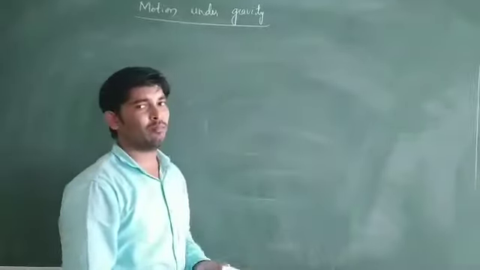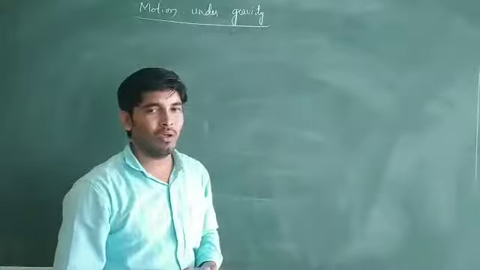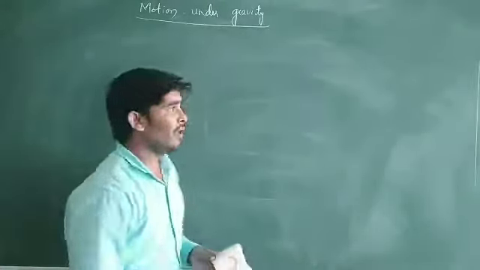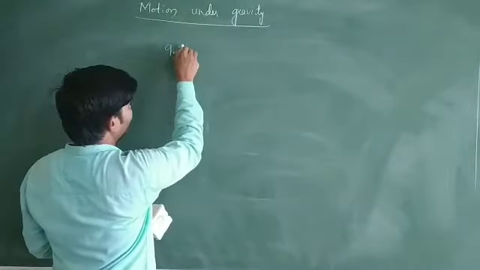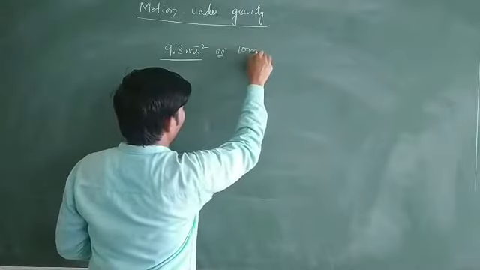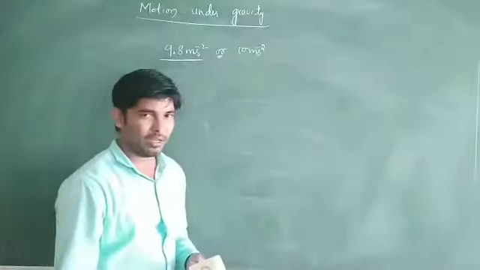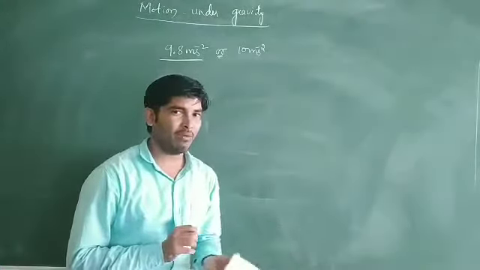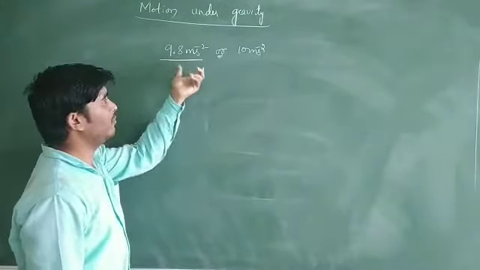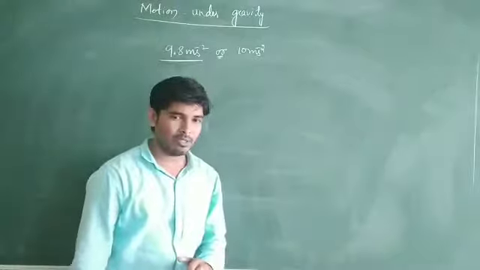Consider a freely falling body under gravity. It moves with a uniform acceleration of 9.8 meter per second square, which is nearly equal to 10 meter per second square. When a body is freely falling towards the earth under gravity, it moves with a uniform acceleration of 9.8 meter per second square, nearly equal to 10 meter per second square.